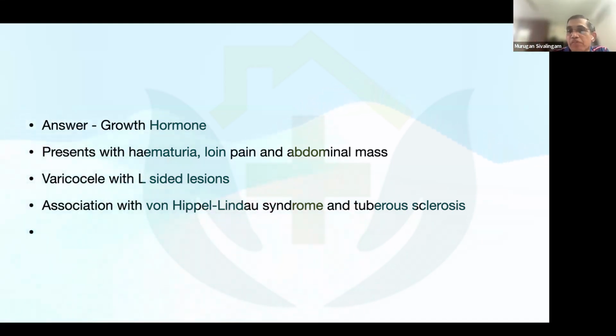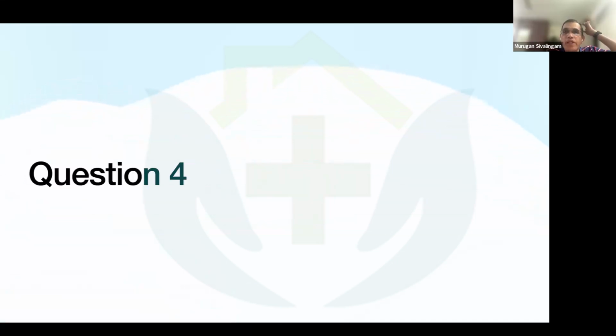The other thing is the association with von Hippel-Lindau and tuberous sclerosis. There is also a slightly higher risk in polycystic kidney disease, but it's quite rare. I don't want you to bother too much about it. The more important associations are with von Hippel-Lindau and tuberous sclerosis. So literally any hormone can be produced, but the answer which is least likely to be produced is growth hormone.